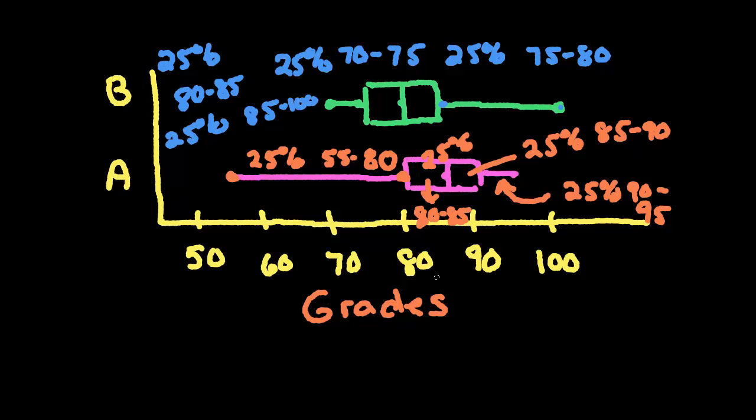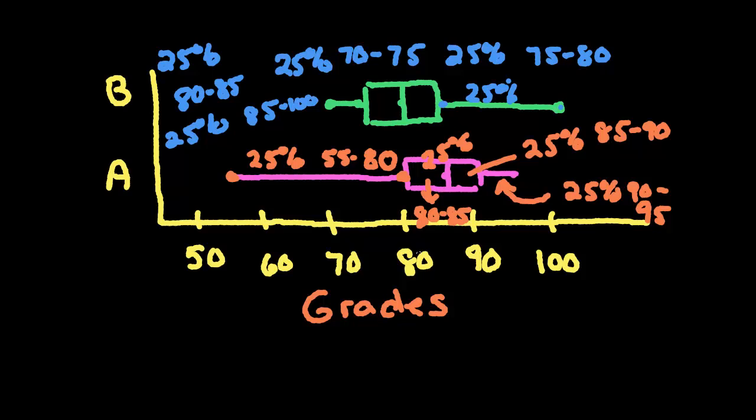So, which class would you rather be in? Well, certainly the students in Class B got higher grades overall because their lowest grade was not as bad as the lowest grade in Class A. So that might be a reason to say Class B looks better. And you say, well, I might be in that top 25% that scored between 85 and 100.